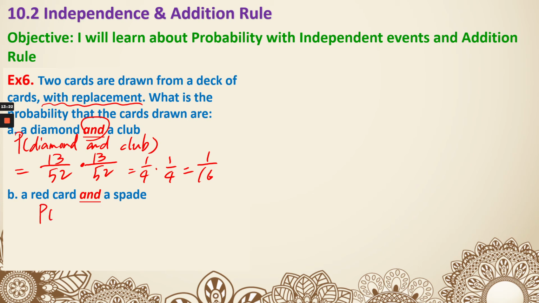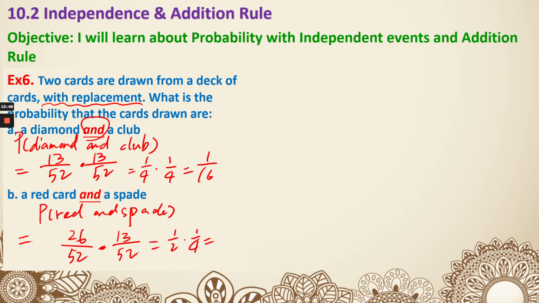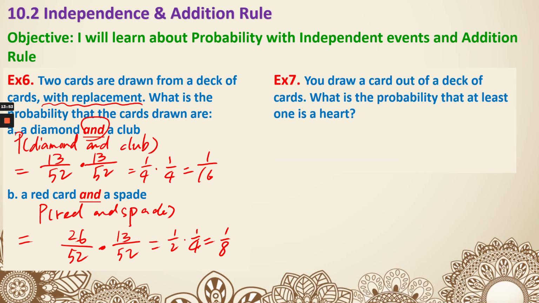Next, a red card and a spade. Red, there are 26 red cards, so 26 out of 52. And then for spade, we have 13 of them, so times 13 out of 52. Because we are putting the cards back, it's always out of 52 and they're not affecting each other. That's 1/2 times 1/4, which is 1/8. That's example 6. Last one, example 7.